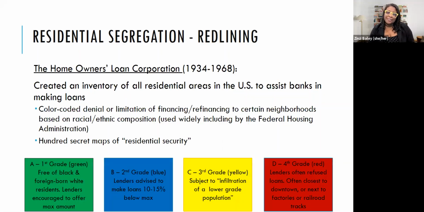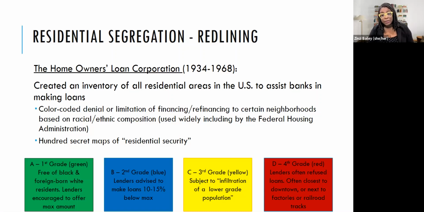In the United States, the Homeowners Loan Corporation created an inventory of all residential areas in the United States to assist banks in making loans by literally color coding the denial or limitation of financing or refinancing to certain neighborhoods based on their racial and ethnic composition. This is often referred to as redlining.